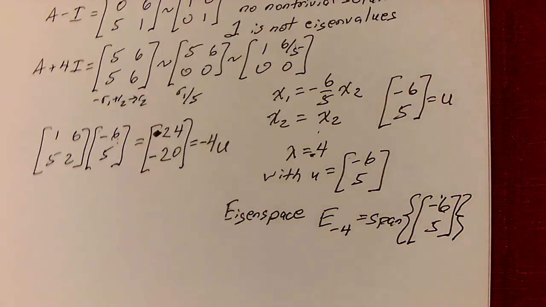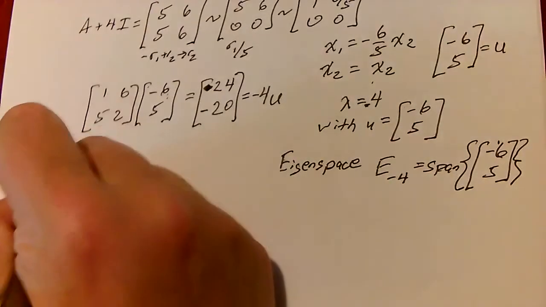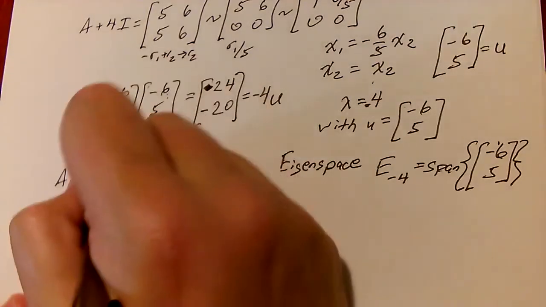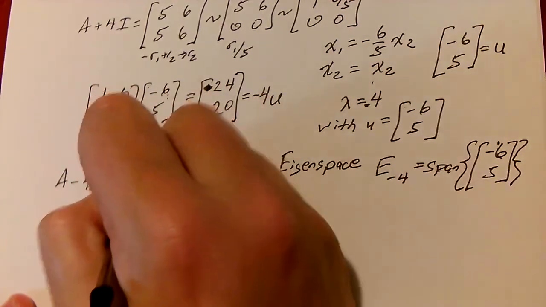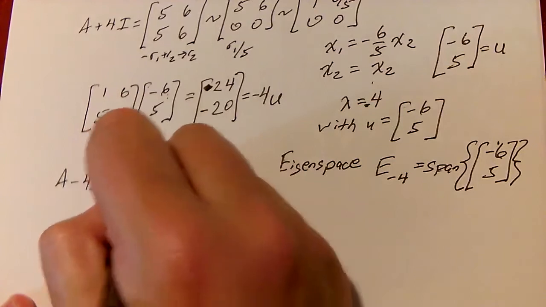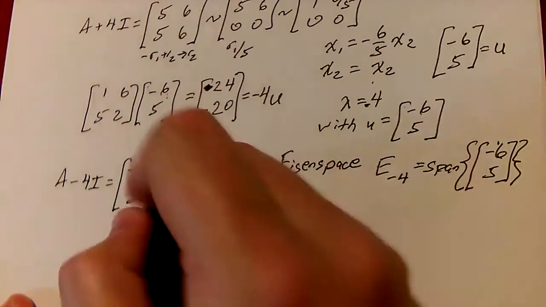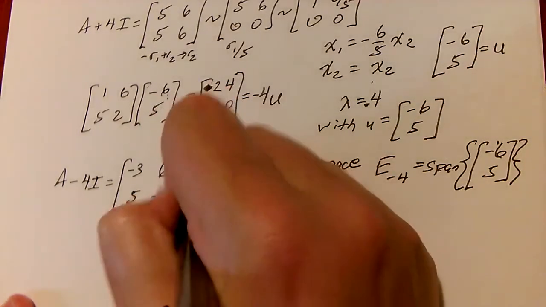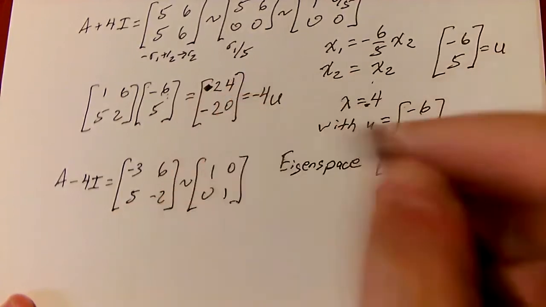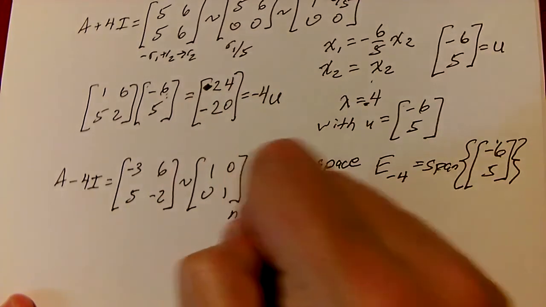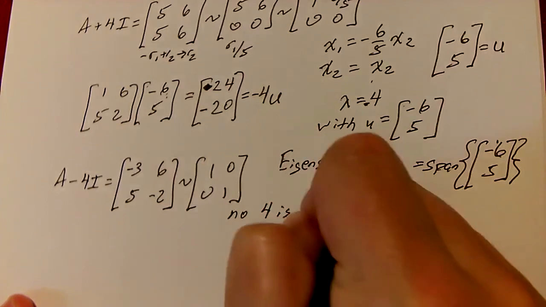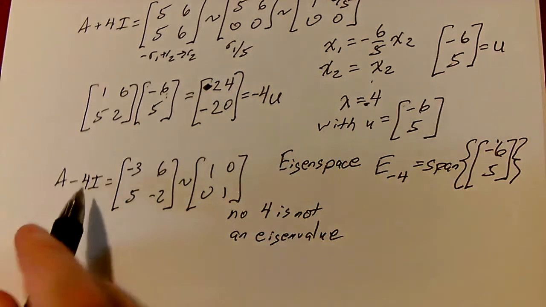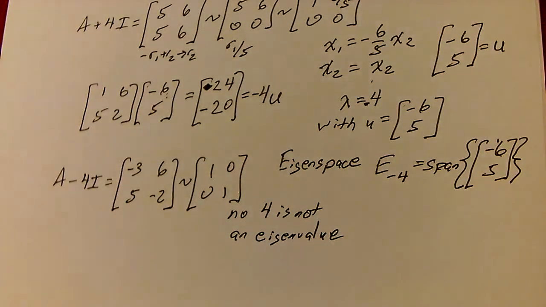All right, so let's check our last one. A minus 4i in this case. Again, I'm taking A and I'm subtracting 4 on the diagonal. So I'm going to get 1 minus 4 is a negative 3. 6 and 5 stay the same. And then 2 minus 4 is a negative 2. Again, notice these are not multiples of each other, so I can already say that that's going to reduce to there. So I get the same conclusion. No, 4 is not an eigenvalue, because I have no free variables in A minus 4i equals 0.